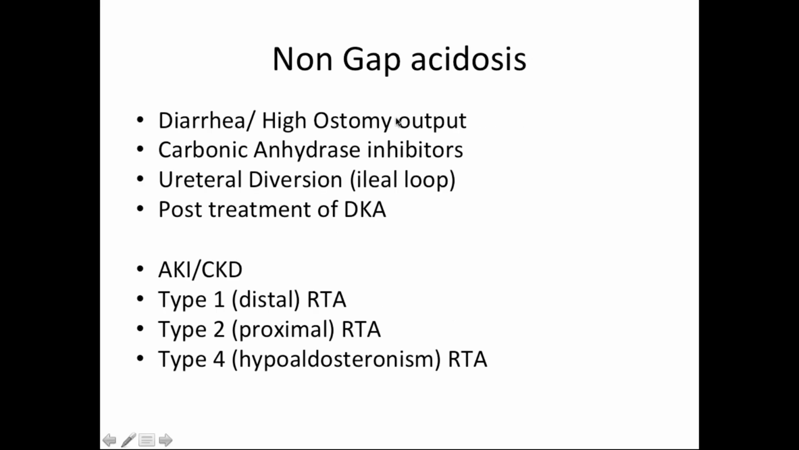The differential for a non-gap acidosis is predominantly diarrhea or high ostomy outputs, carbonic anhydrase inhibitors, a ureteral diversion like an ileal loop, post-treatment of a diabetic ketoacidosis, and we'll talk a little bit about that. Any kind of renal failure, AKI or CKD, and then the different renal tubular acidoses, which is type 1, distal RTA, type 2, proximal RTA, and then type 4, which is hypoaldosteronism.